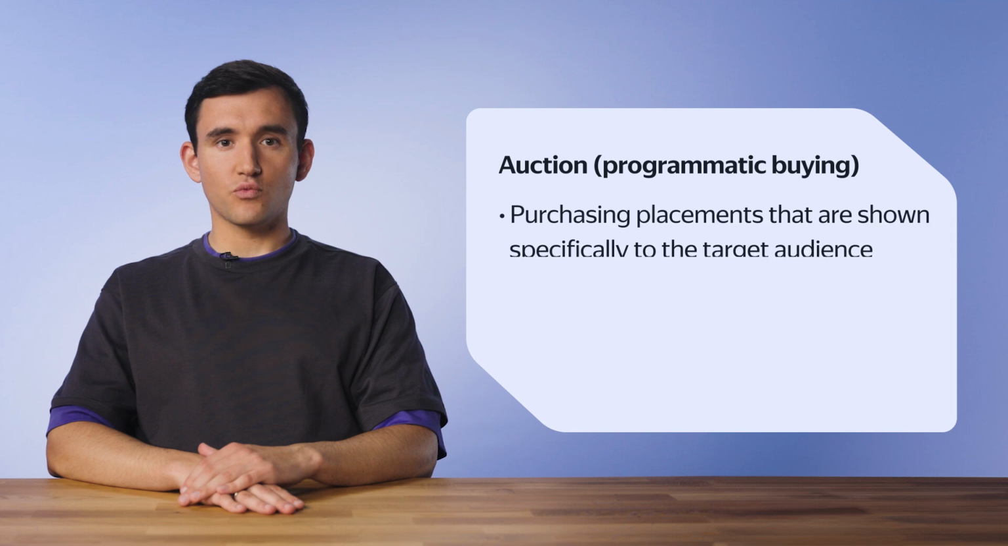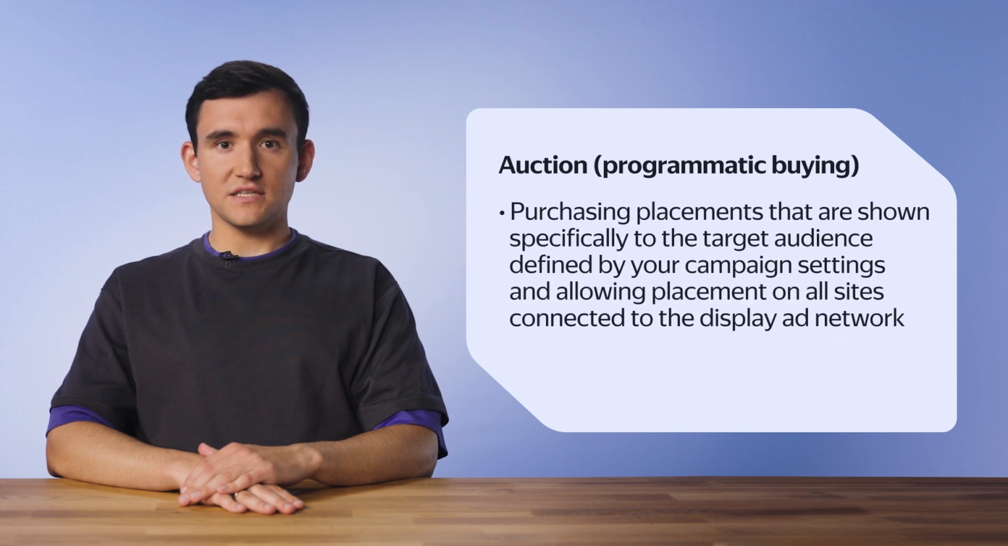The auction, or programmatic buying, facilitates this process by only purchasing placements that are shown specifically to the target audience defined by your campaign settings and allowing placement on all sites connected to the display ad network. Plus, it only takes milliseconds to select an ad for placement.